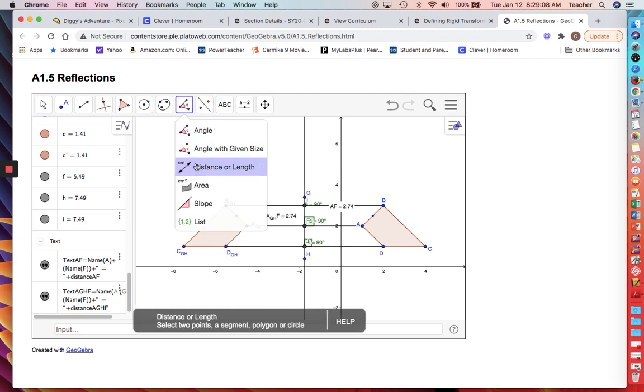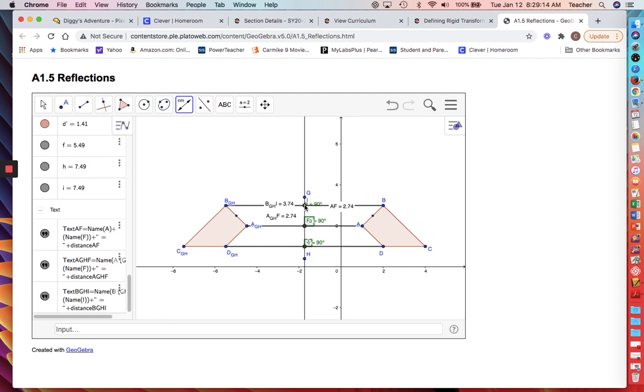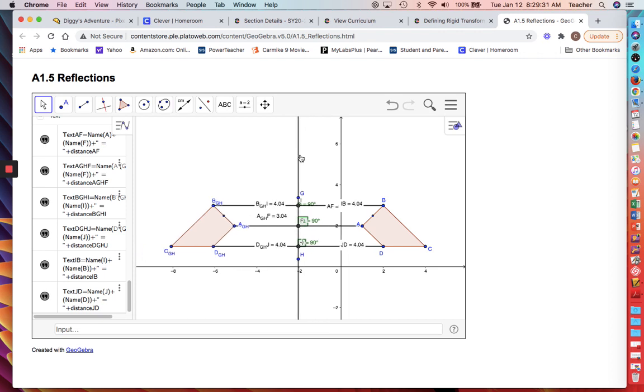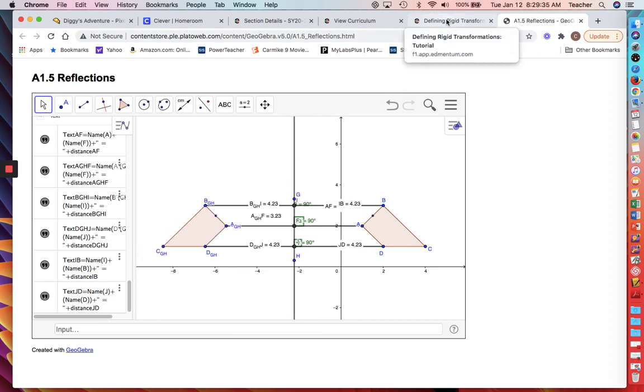They wanted me to do my distance. So distance, I've already done A. So how about B to the intersection? And the intersection to the old B. So they're cut in half. D to the intersection and to the original, and it's also been cut in half. So if I move it, whoa, let me come back to move. So if I move my line of reflection, you'll notice they always stay equal to each other. So for my visual people, there you go.